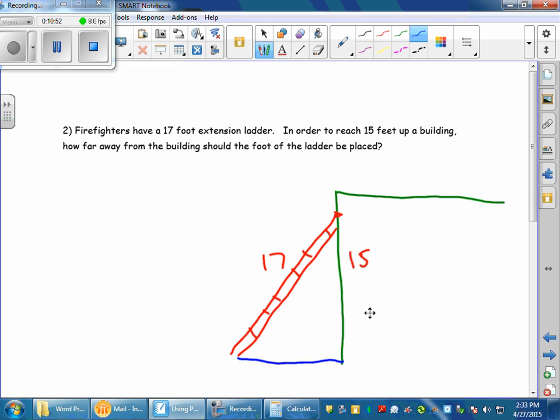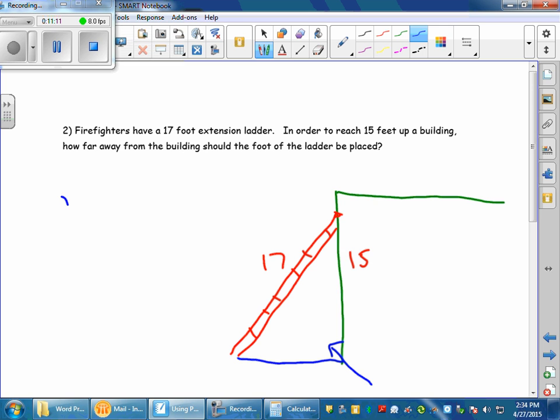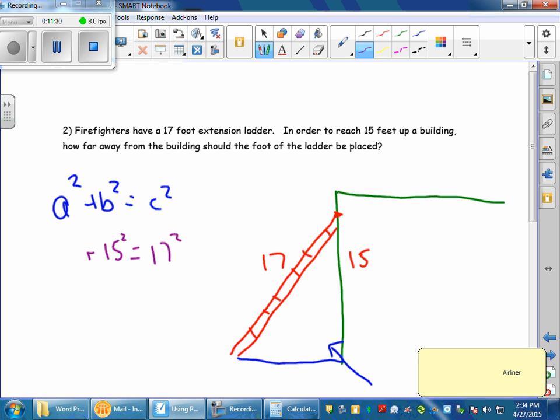So hopefully you guys are able to at least draw that picture and find the right angle. Where's the right angle, obviously? Where the building meets the ground. So, is that 17 a, b, or c? What do you think? Well, hopefully you thought it was c because the right angle is pointing at it. So when I plug into a squared plus b squared is equal to c squared, I'm going to plug in 17 for my c. And it really doesn't matter where that 15 goes. You could plug it into the a squared or the b squared. We really don't know which one is the smaller one yet. I'm going to plug it into the b squared. I think it's a little bit bigger.